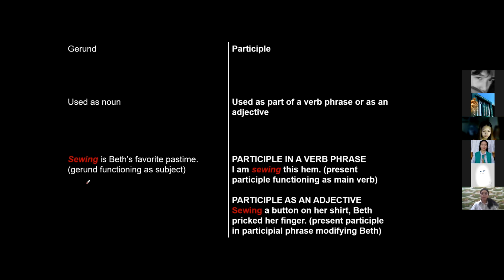Kung mapapansin niyo po dito, sa gerund na word, pareho sila ng spelling, pati sa participle. Pero magkaiba sila ng pinaggamitan sa sentence. So, hindi mo masasabi na gerund tong sa I am sewing this hem. Kasi hindi naman siya nag-act as noun. Gets po ba? Opo. So, para ma-identify natin kung gerund ba talaga yung verb form, titignan natin kung paano siya ginamit sa sentence. Next.